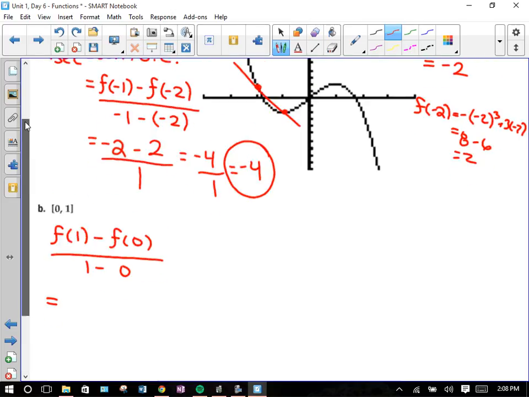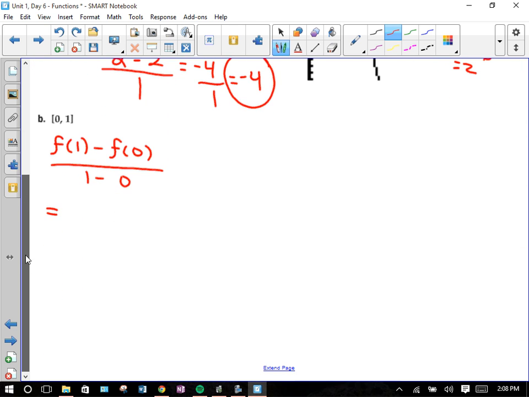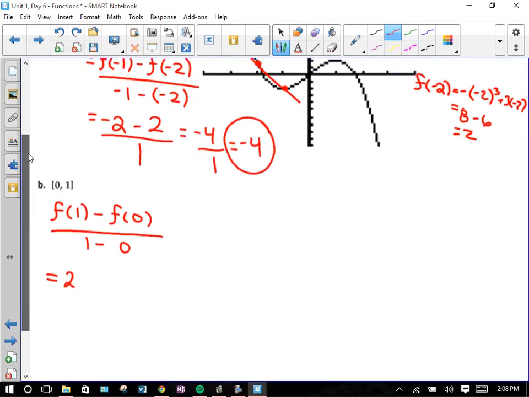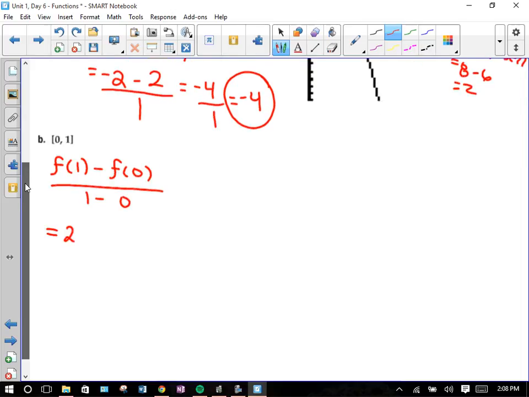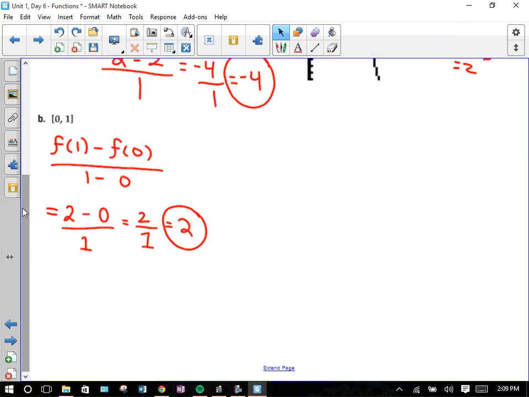Now, f of 1, we plug that in. It's going to be negative 1 plus 3, which is 2. F of 1 is equal to 2. F of 0 is going to be equal to 0. Divided by 1. 1 minus 0 is 1. 2 minus 0 is 2, divided by 1, 2 divided by 1 is equal to 2, so the average rate of change between 0 and 1 is 2. Makes sense?